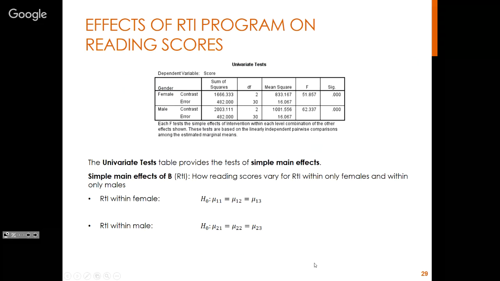Here are the univariate simple effects of the intervention. So this is the intervention at female, and then specifically at male. And again, modify your alpha: 0.05 over how many in this case? 2 tests for this one. Yep.